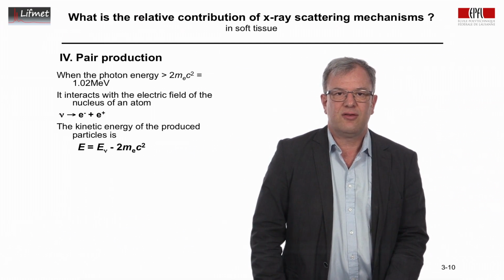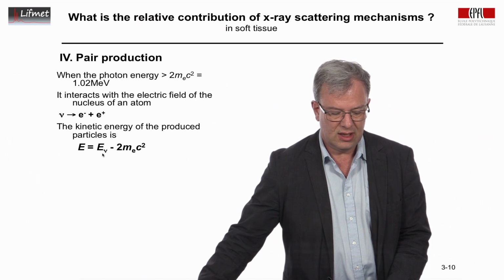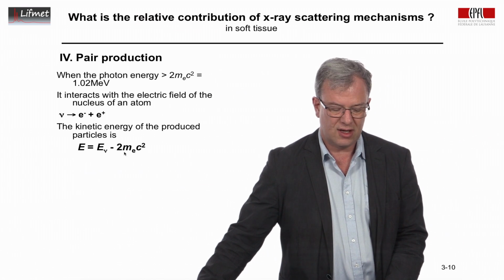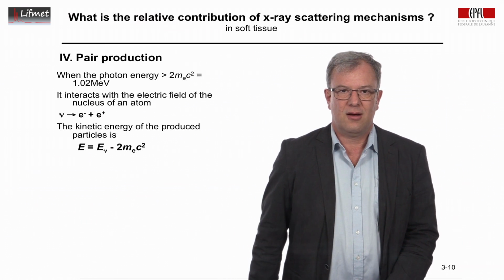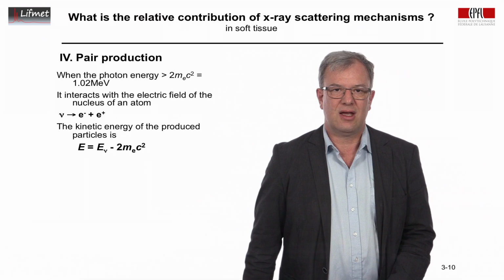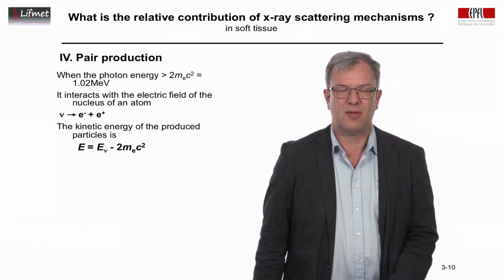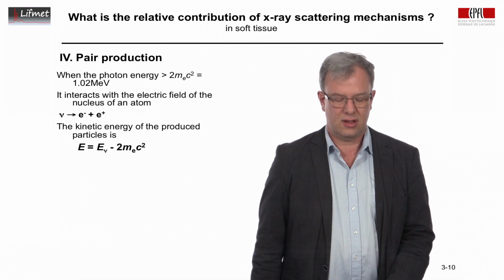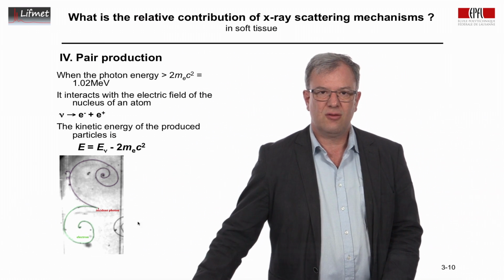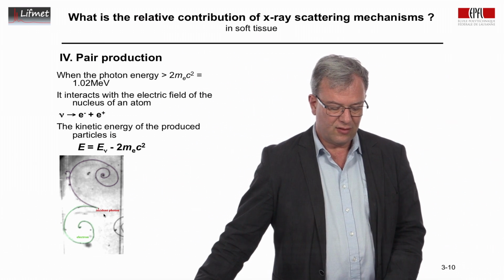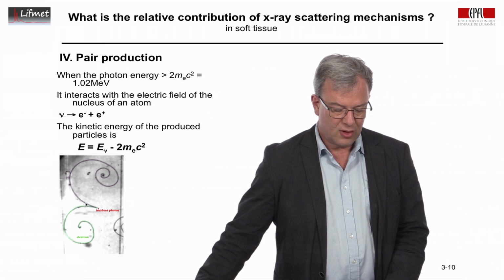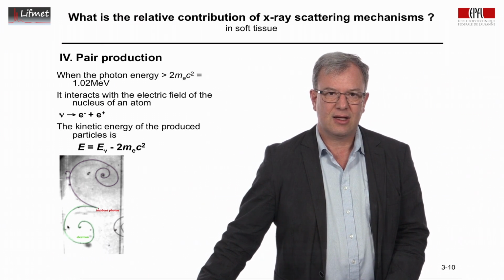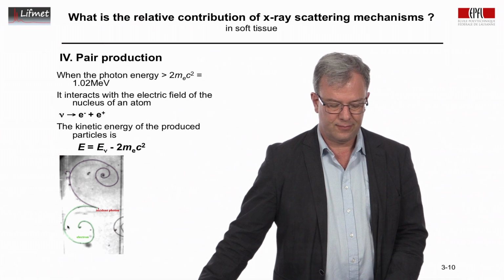The kinetic energy of the produced particles, E, is equal to the photon energy minus the rest energy of the two of the electron and positron combined. They have the same mass, so it's 2 times the mass of the electron. Here's an illustration in a Wilson cloud chamber. So we have an incident photon. It's in a magnetic field that produces a positron here and an electron on this side.